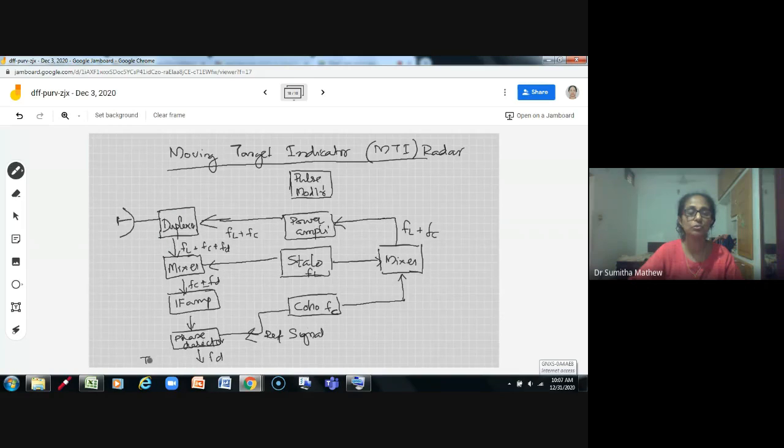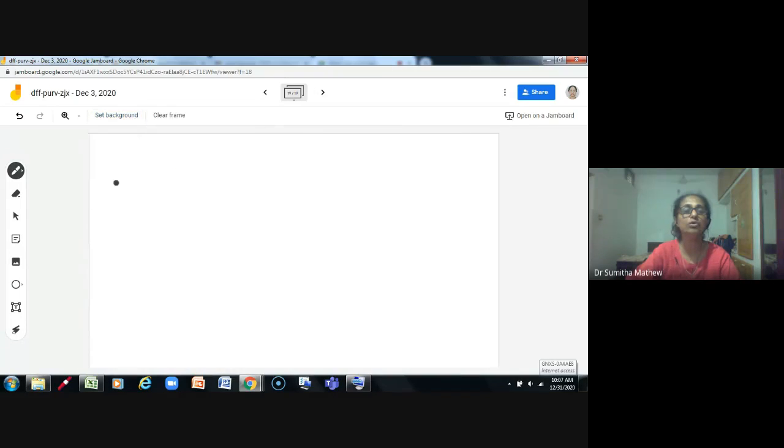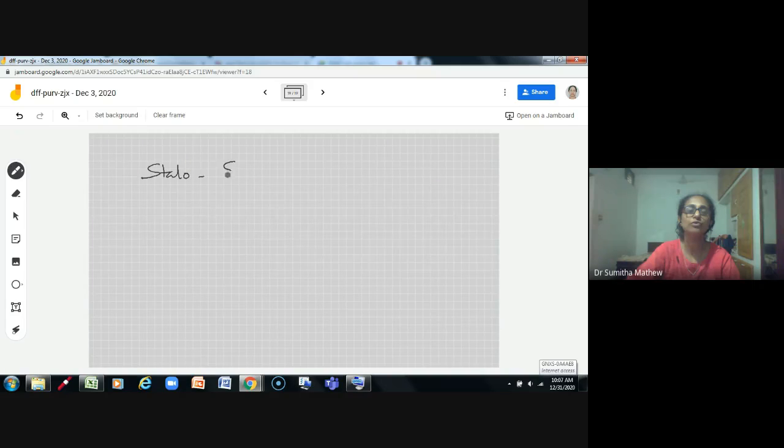This goes to the DLC. DLC is the delay line canceller. We'll come to that later. The delay line canceller is an important part of a radar, used for separating the Doppler frequency. So this is the block diagram for a moving target indicator radar, MTI radar, which consists of two separate oscillators named STALO and COHO. STALO stands for stable local oscillator, and COHO stands for coherent local oscillator. These are the two local oscillators used in the MTI radar.